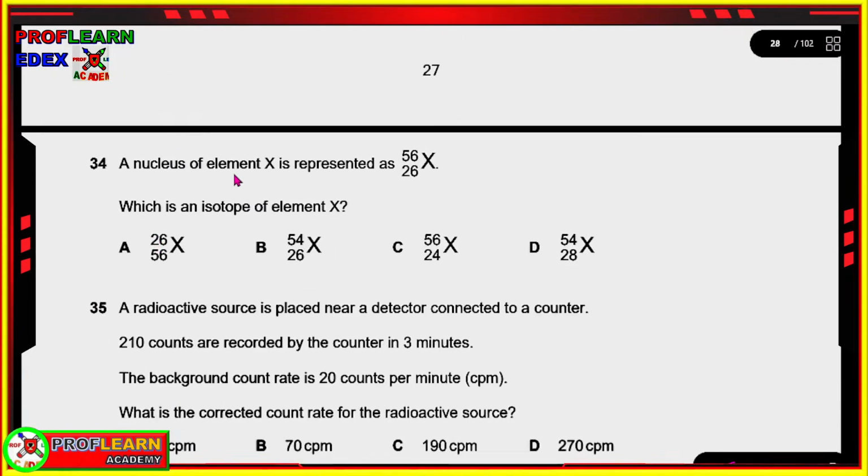The nucleus of element X is represented by 56 and 26, which is the isotope. Isotopes are atoms of the same element. So the same element will have the same proton number but different mass numbers. So that is going to be B in that case.